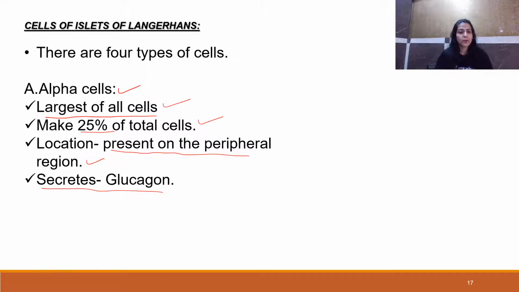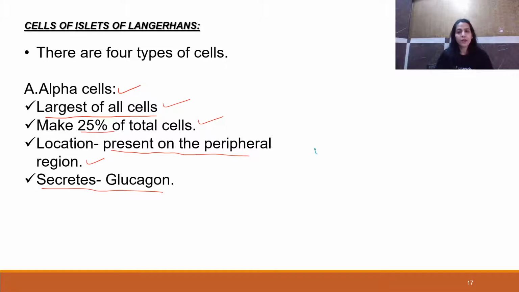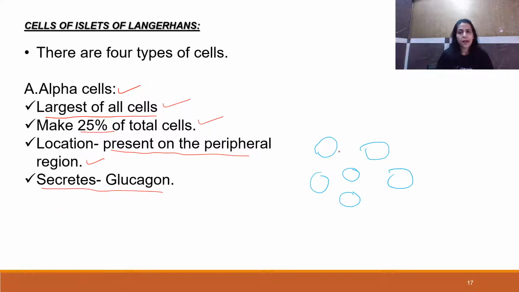So suppose if I have to show it to you, I will show it to you like this. See, these are the acini. You all know. These are the acini. All right. And in between are present our islets of Langerhans. All right. So these are the islet of Langerhans, and on the periphery of these clusters are present alpha cells. So these red larger ones are alpha cells. All right.